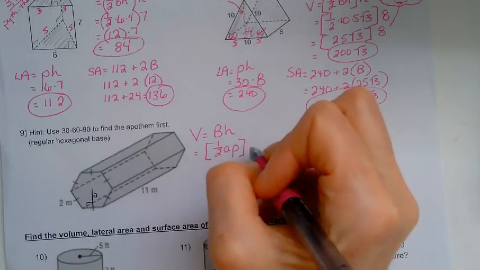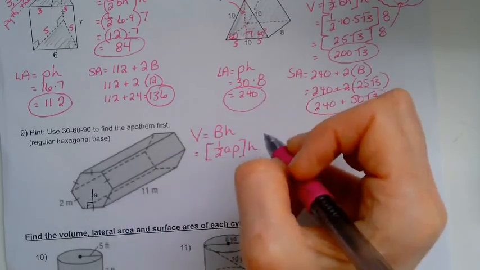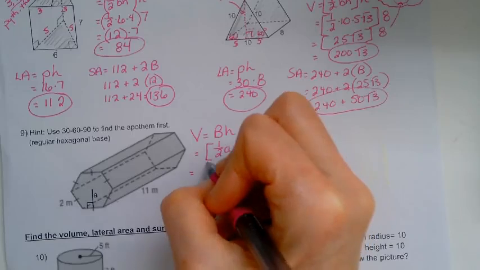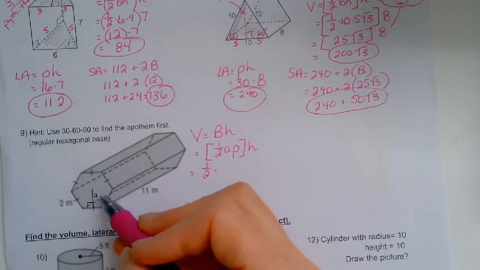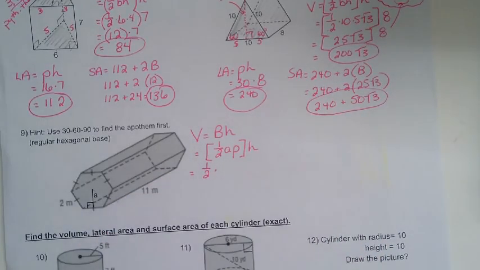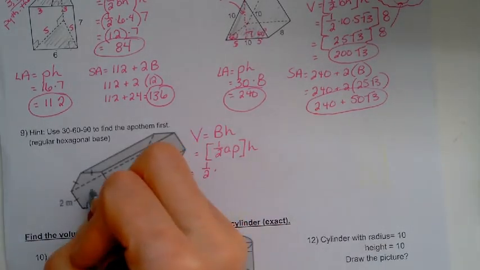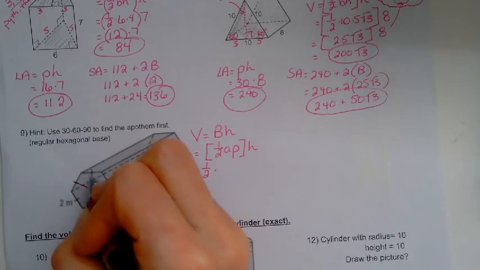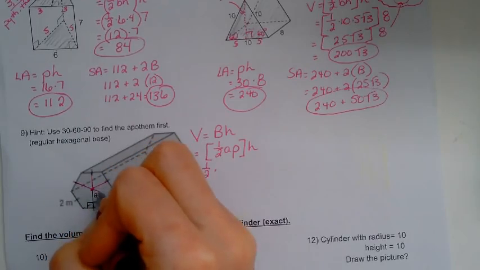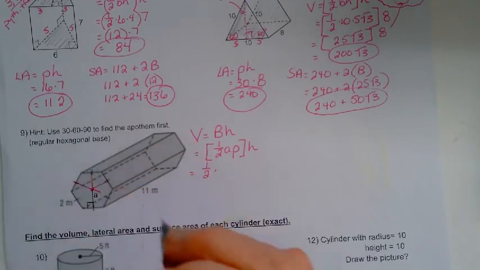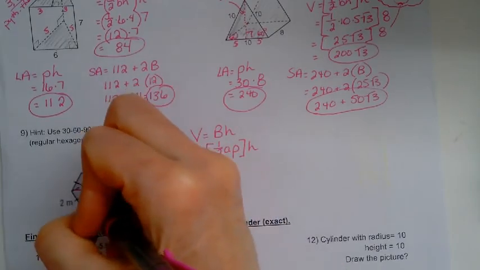Okay, so this is going to be 1/2. Well, what is our apothem? We have to find it. Remember, in a hexagon, all of these angles are 60 degrees going to the, oops, that's not right. I drew that wrong. All of these angles to the vertices are 60 degrees. Scratch that, scratch that.